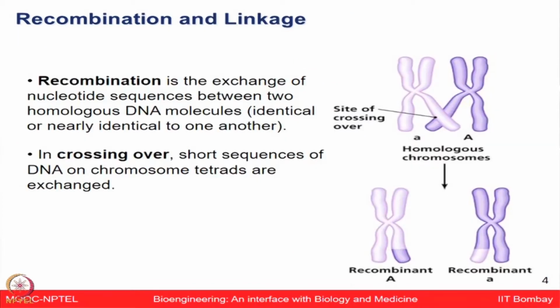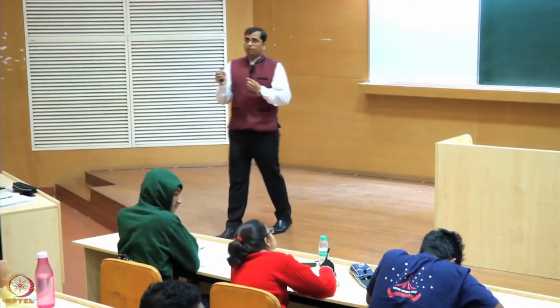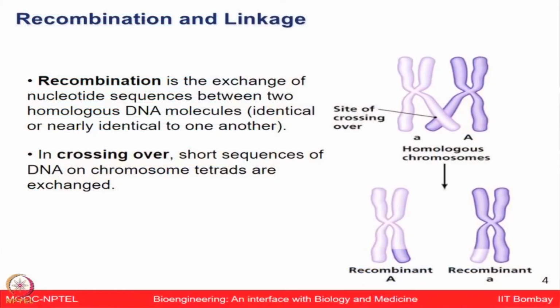If you remember from the meiosis image, these chromosomes are exchanging a small segment at a site which is known as crossing over. From the male and female gametes, there are certain interchanges happening, and now you can see in the recombinant A and recombinant small a, this part is actually transferred. All the genes which are part of this one have now come to this chromosome, and all the genes from this part have come to this chromosome.